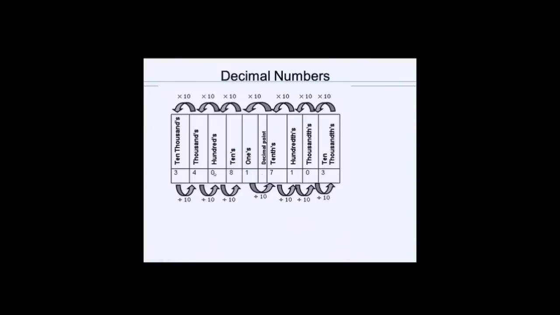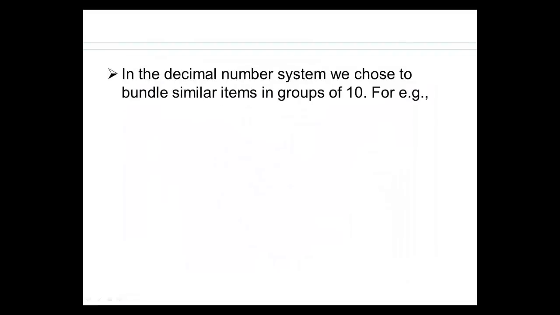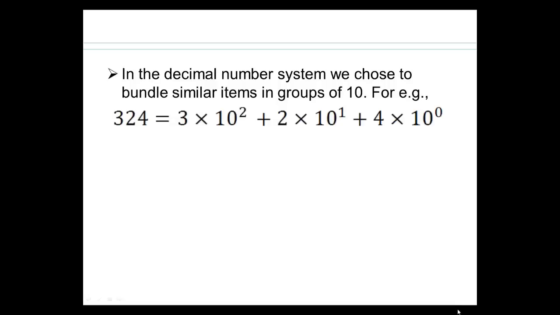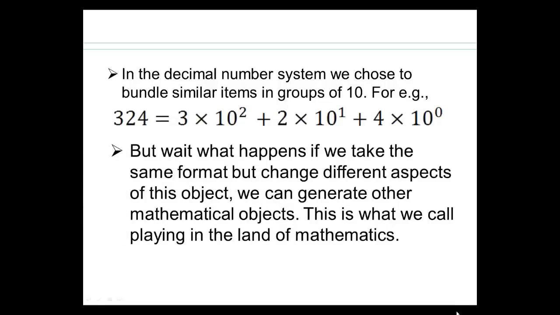If I have 100 divided by 10, I'll end up with 10. 10 divided by 10 will give me 1. 1 divided by 10 will give me tenths. So what that means is that in the decimal number system, we're choosing to bundle in groups of tens. So the number 324 can be written in this format, and replacing different components in here will give us different objects. This is what playing in mathematics means.